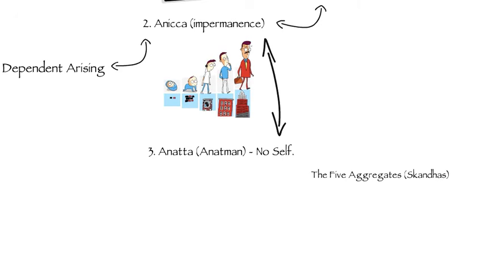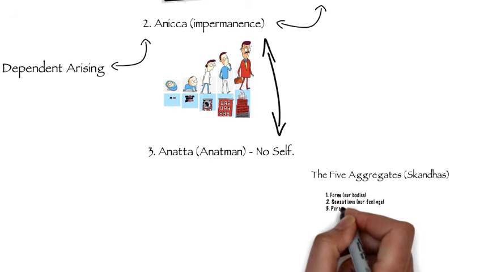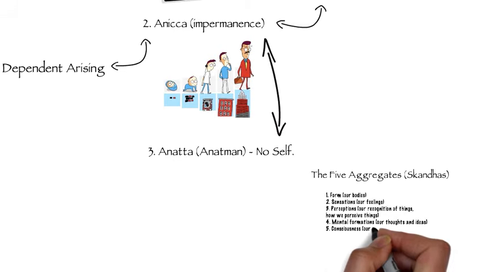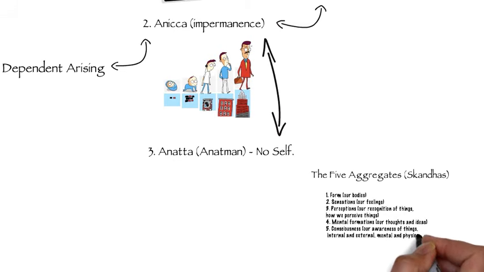They are 1. Form, our bodies. 2. Sensations, in other words, our feelings. 3. Perceptions. This is our recognition of things, how we perceive things. 4. Mental formations, in other words, our thoughts and ideas. And 5. Consciousness, our awareness of things, internal and external, mental and physical.